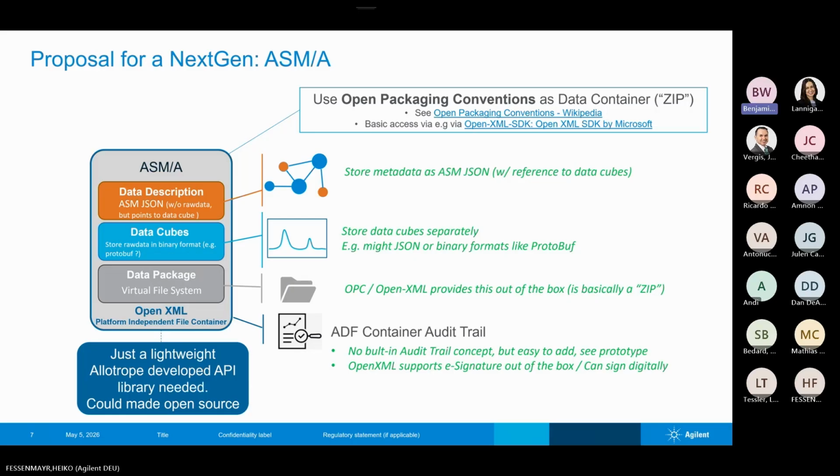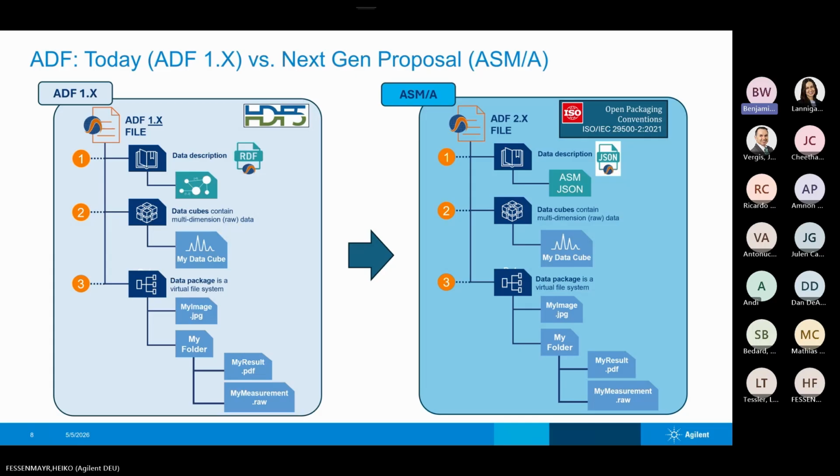So in that case, you could put the original data into a data package structure, and with that you would have a much more lightweight API that could even be open source. That's just a proposal. So to put it into that container, let me just show you how this could look like. So that's a graphical representation. Basically, it's the same structure, but with different technical means.